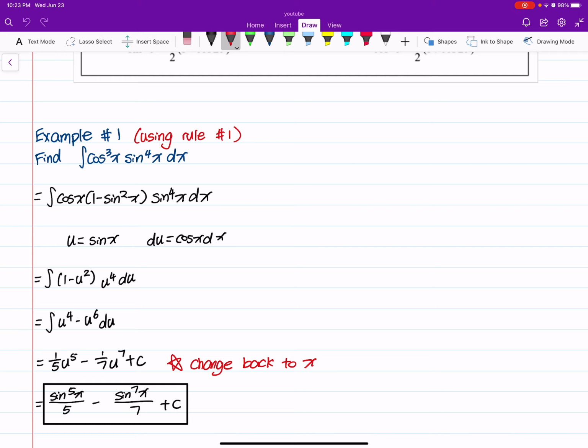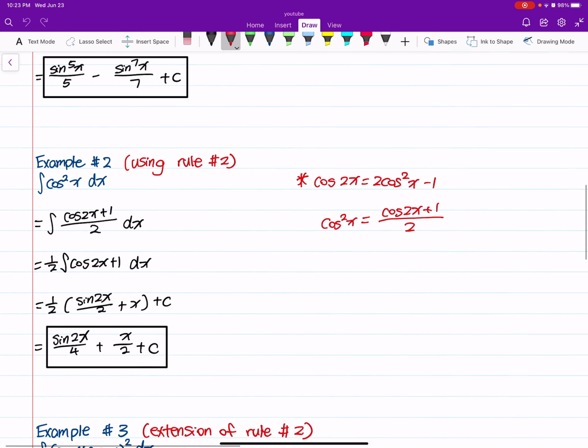However, I'm not done right there. I need to change my answer back to x because the question was originally in x, so you must answer in x. Never leave your answer in u if the question didn't start with it. So that's good for this question. Moving on. Example number 2.